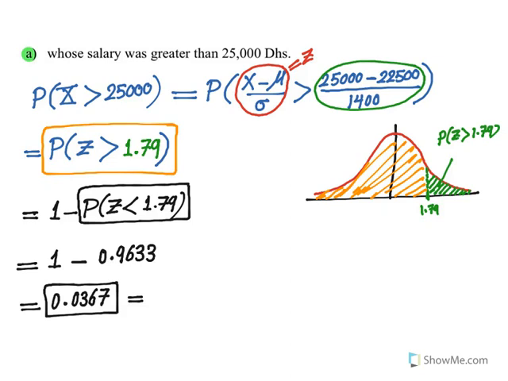If you want to write it as a percentage, this is the same as 3.67%. You notice that it's a small probability. It is because this area is very small compared to the total area.